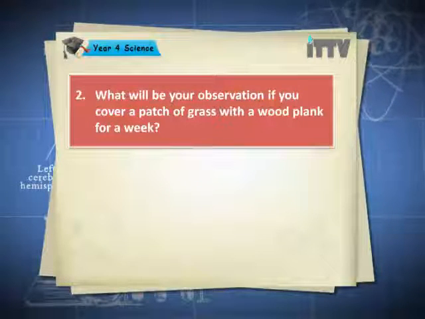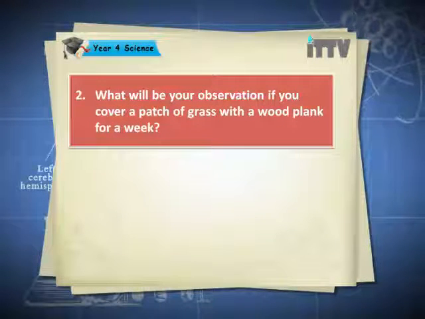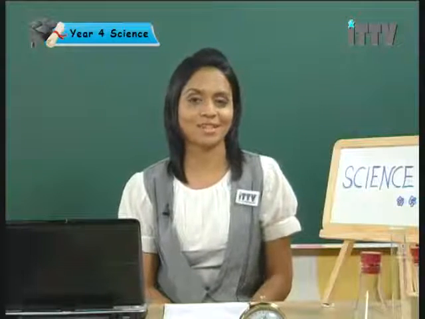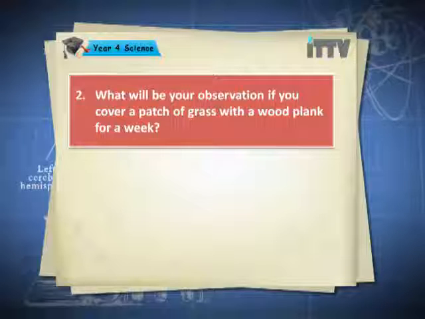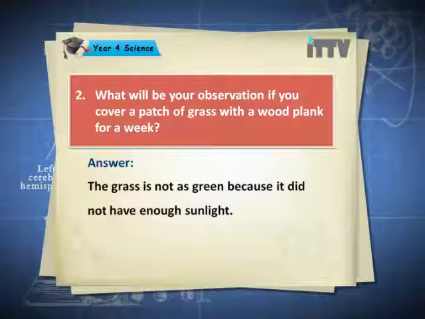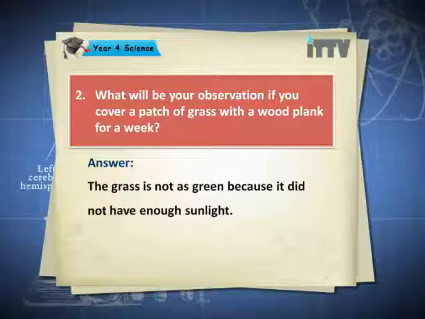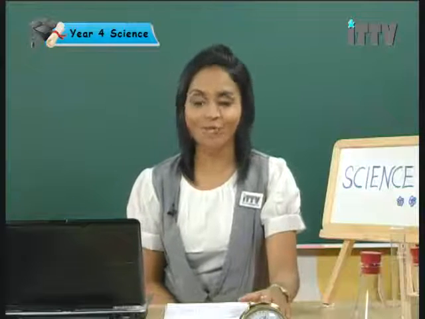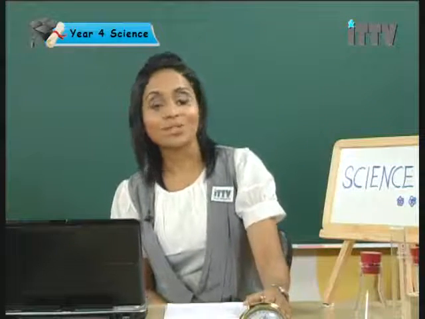Let us now look at the second exercise. Question 2. What will be your observation if you cover a patch of grass with a wood plank for a week? Now, if you use a wood plank to cover the grass, what are you stopping the plant from getting? Think. The sunlight, of course. So, the answer would be the grass is not green enough because it did not get enough sunlight. Remember that sunlight is used for photosynthesis. So the answer would be the grass is not green enough because it did not have enough sunlight. Shall we move over to the third question?